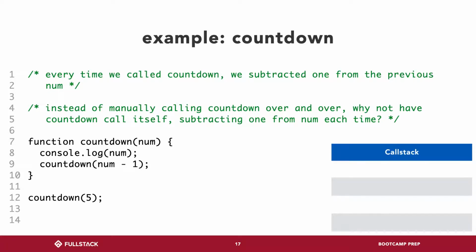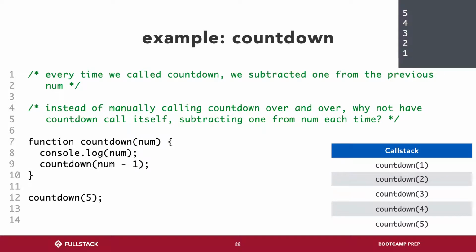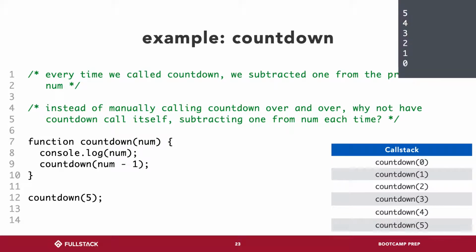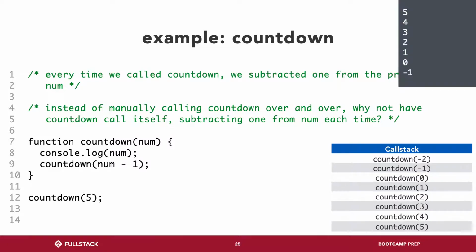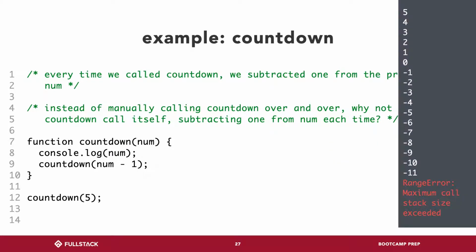Okay? So countdown of 5 goes on, console logs 5. Countdown of 4 goes on, console logs 4. Countdown of 3 goes on, 2, 1, 0, negative 1. This is ridiculous. Negative 2. And so on. Until a range error comes out and the maximum call stack size is exceeded. It never stops. The memory of the call stack is just full.